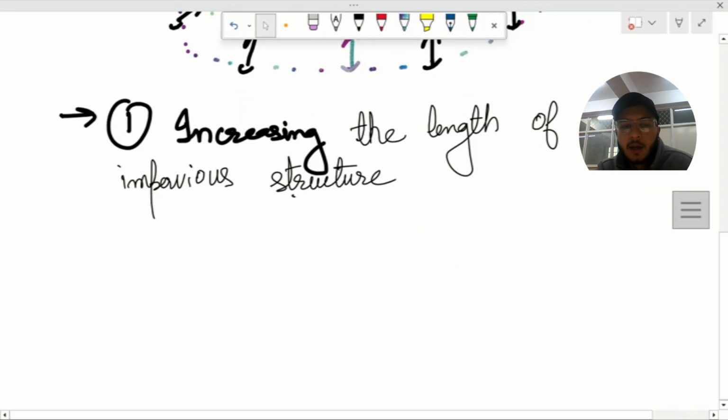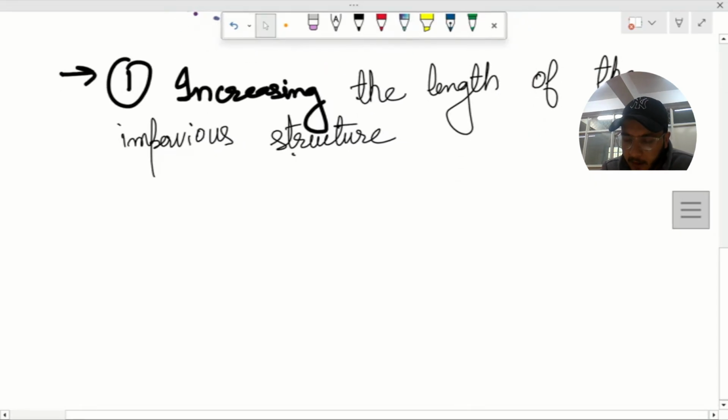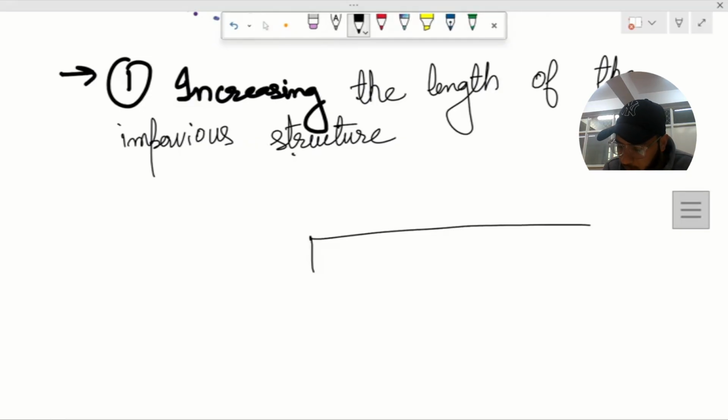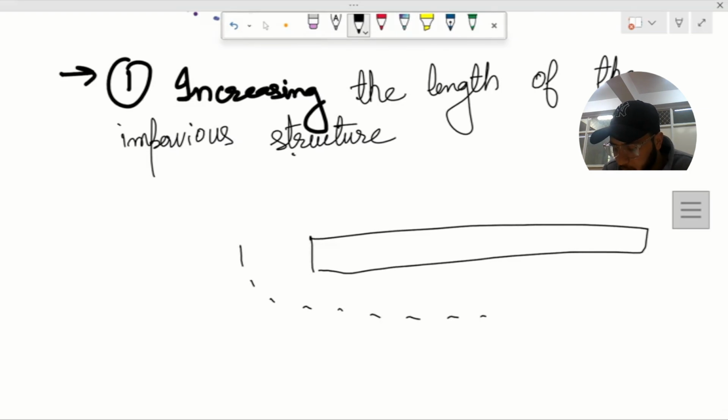Why do we need to increase the length of this foundation or impervious structure? Because it will lead to a decrease in the head, and when the length is increased, its energy will decrease. So when we increase the length of the foundation, the water will percolate and eventually lose its energy, the time taken by the water will be more, and the head at the downstream will decrease, which will result in a decrease in piping failure.